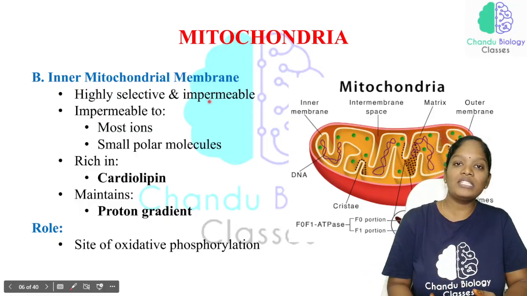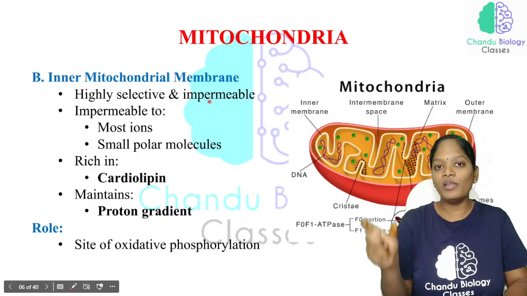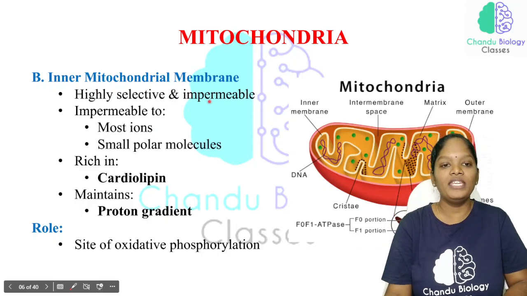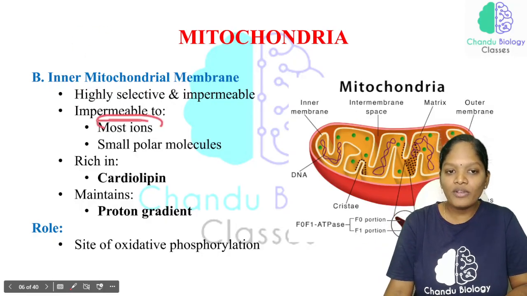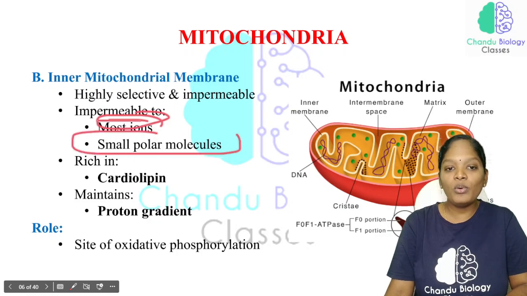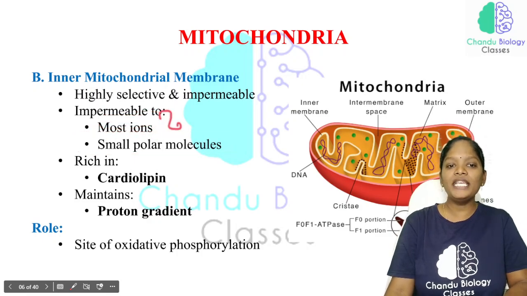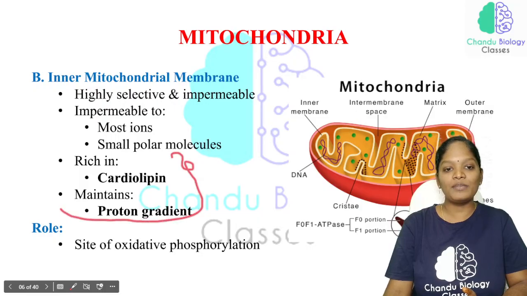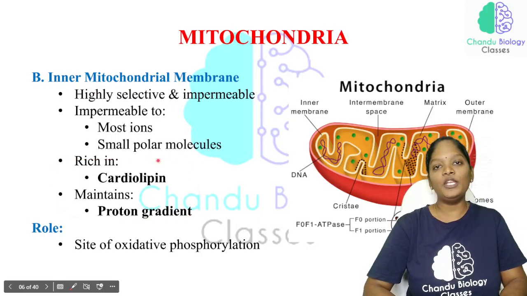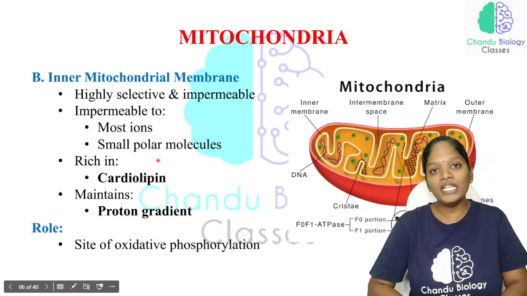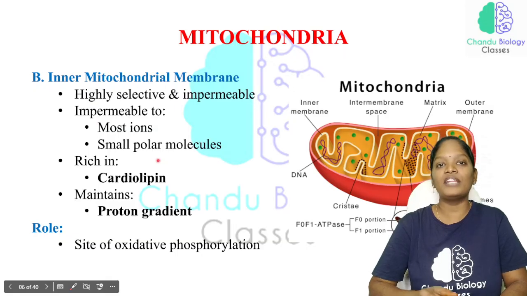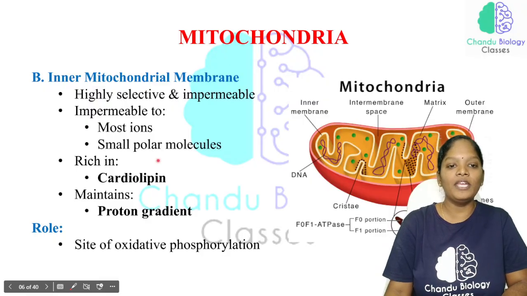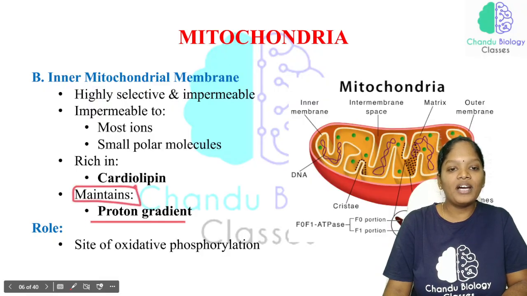So if it is impermeable, for what molecules is it impermeable? See here, it is impermeable to most ions and small polar molecules. So these molecules cannot enter the inner mitochondrial membrane. And another important thing, this is where we can expect a question. This inner mitochondrial membrane is made up of an important lipid called cardiolipin. So this is where we can expect a question. Okay, so it maintains a proton gradient.